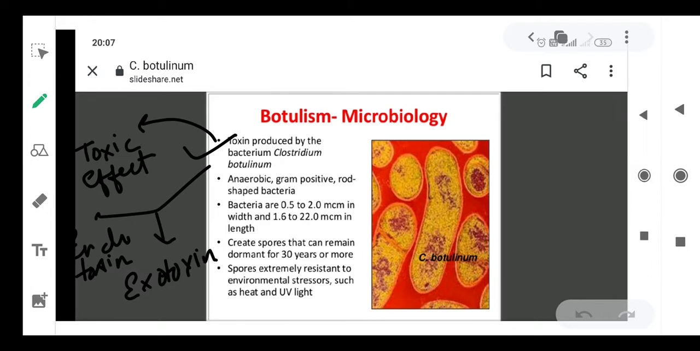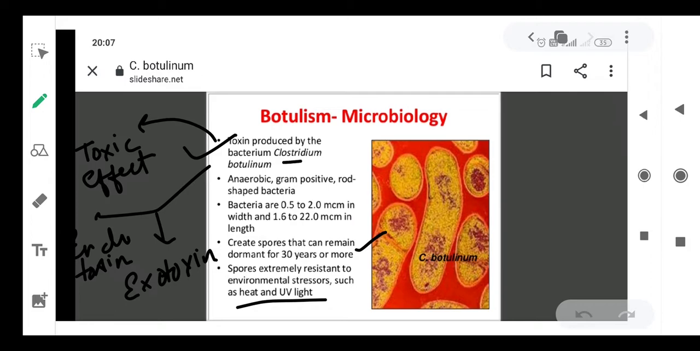Now, when I am talking of endotoxin, that means toxin inside the cell. That means toxin is a part of the cell. Exotoxin is a toxin secreted outside the cell. So, the bacteria are 0.5 to 2 micron in width and 1.6 to 22 micron in length. It creates spores that remain dormant for 30 years or more. Spores are extremely resistant to environmental stress such as heat, light, etc.